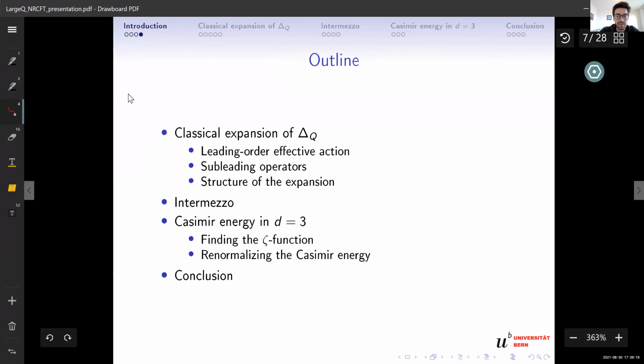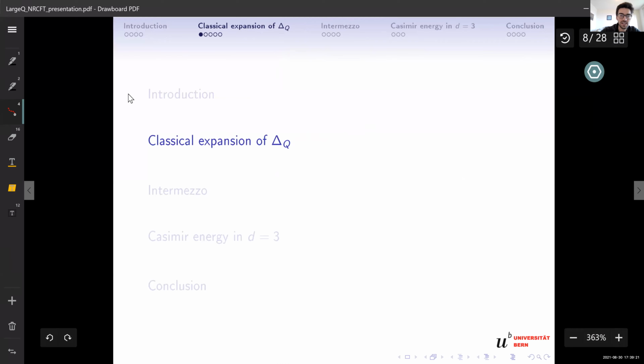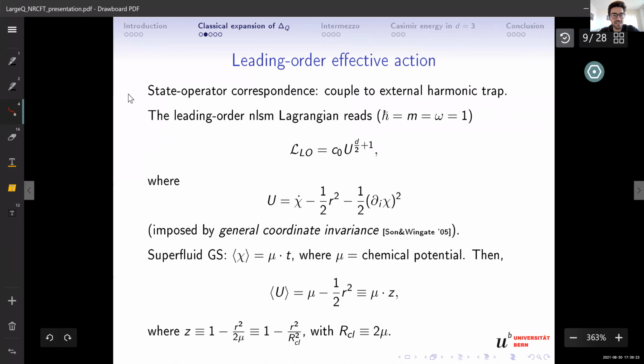Okay, and so the setup that I will be using here is, well, I will implement the state operator correspondence in the non-relativistic case. But for this, I have to couple the theory to a harmonic trap, an external harmonic trap, which, as you can guess, is quite different from just moving to the cylinder, right?